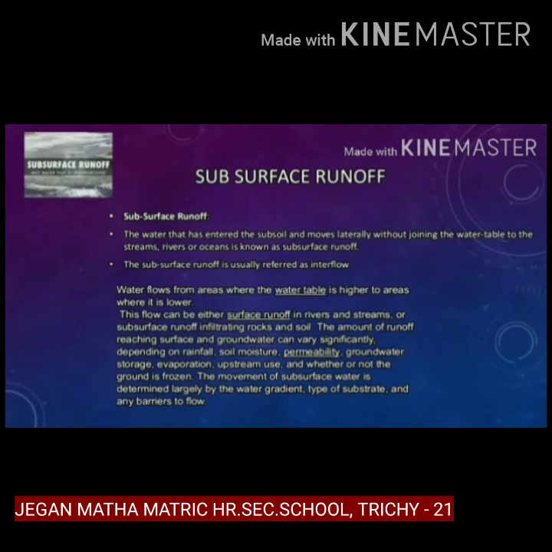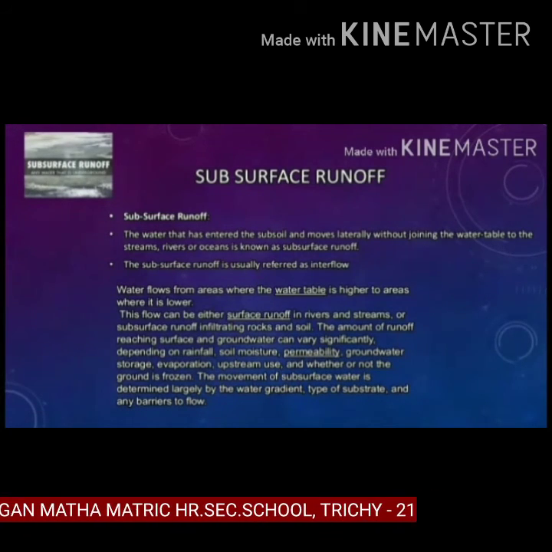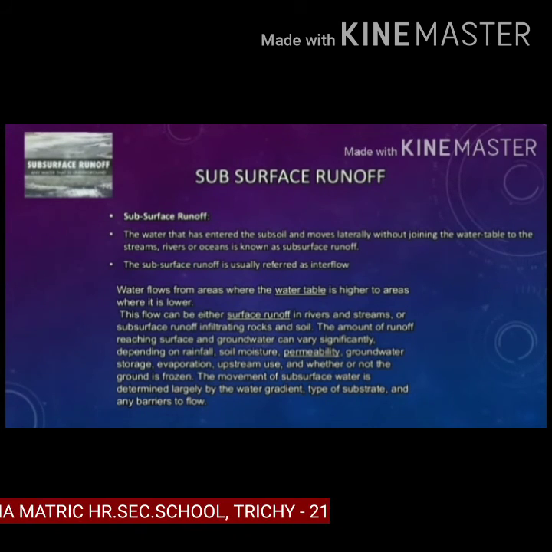The amount of runoff reaching surface and groundwater can vary significantly depending on rainfall, soil moisture, permeability, groundwater storage, evaporation, upstream use and whether or not the ground is frozen. The movement of surface water is determined largely by the water gradient, type of substrate and any barriers to flow.